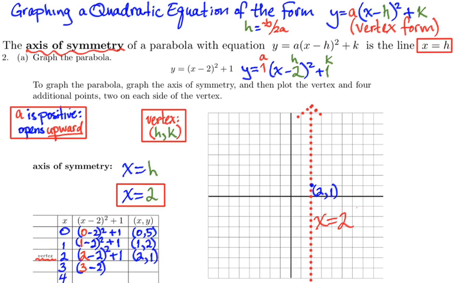Now plugging in 3, notice that we get 2, so we get the point 3, 2, and when we plug in 4, we get y-coordinate 5 again. And that always happens if we choose the points so that we have 2 points on the left and 2 points on the right of the vertex that are the same number of units apart, because we have symmetry. So now let's plot those 4 points.